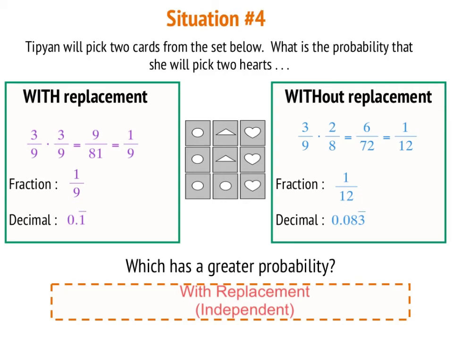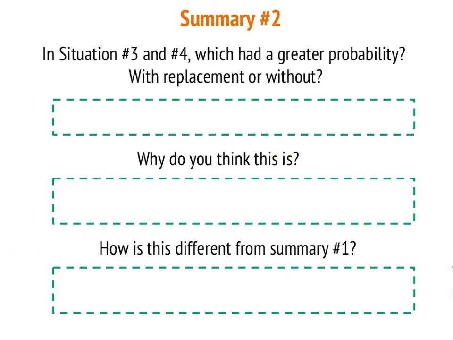Now, let's summarize why we think it turned out this way. So here we've reached summary number 2, and it says in situation number 3 and 4, which has the greater probability with replacement or without? Why do we think this is, and how is it different from summary number 1? So I want you to try and think about these answers for yourself. When you think you've got it, go ahead and check it with your teacher, and you will have completed these set of notes.